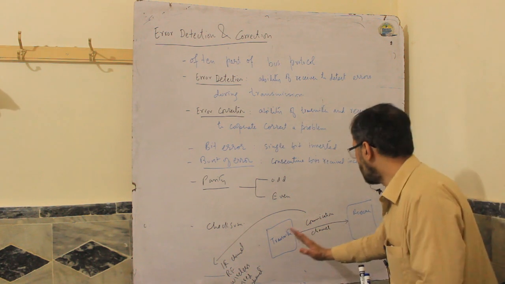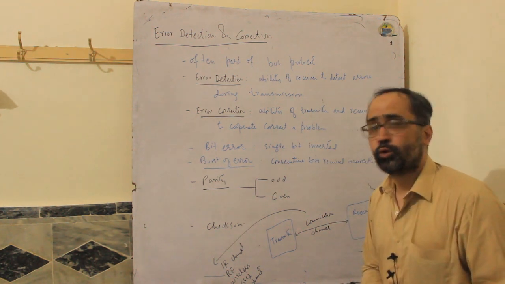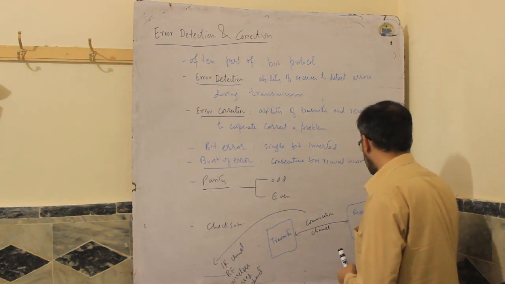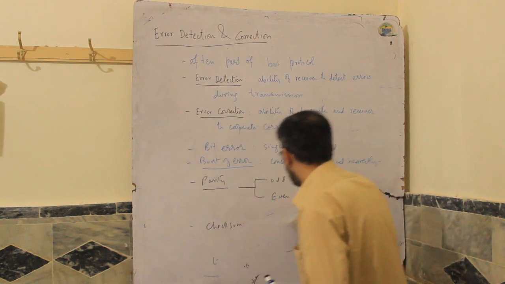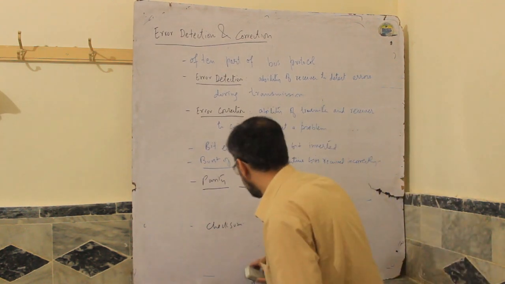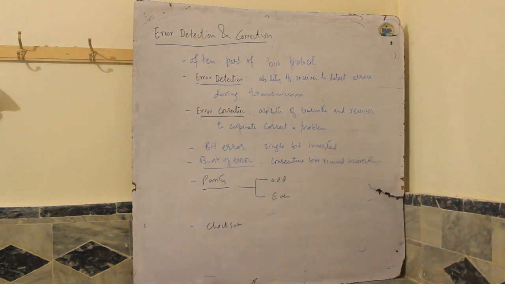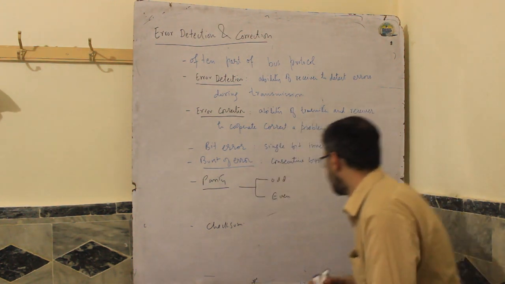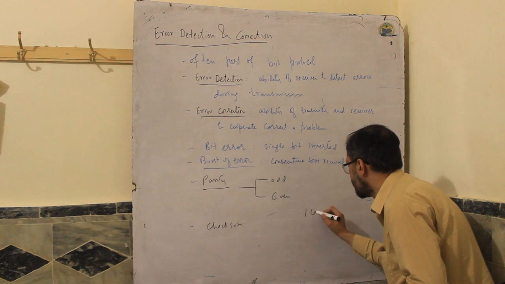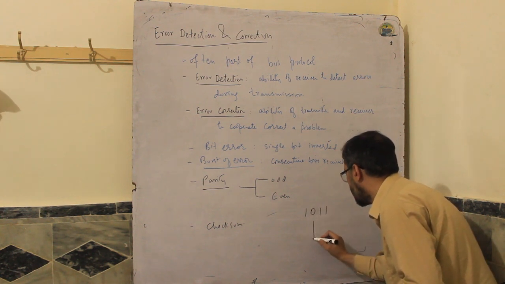Let's assume the transmitter wants to send some data to the receiver. So let's assume that the transmitter wants to send this data, 1011, to the receiver.